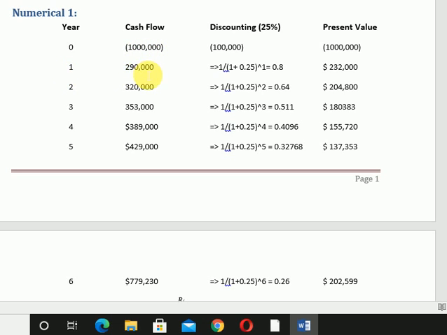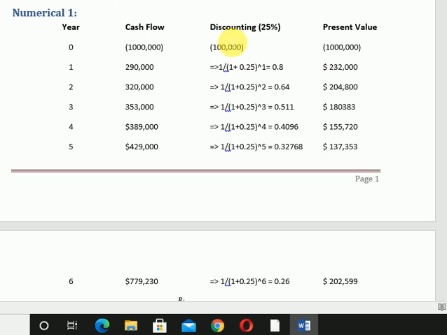After 1 year, we will receive 2,90,000 from this project. In the second year, we will receive $3,20,000. In the third year, $3,53,000. In the fourth year, $3,89,000. In the fifth year, $4,29,000. And in the sixth year, we will receive $7,79,230. This is the cash flow column.